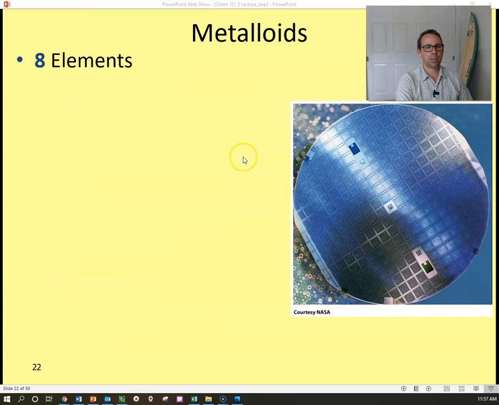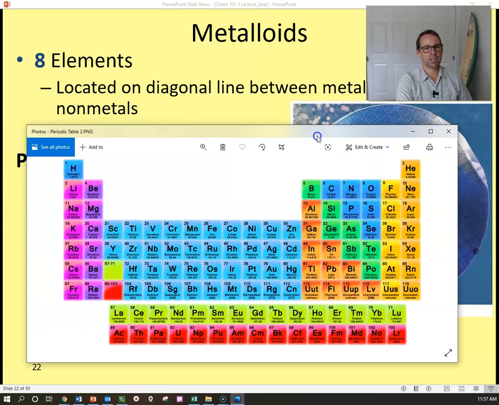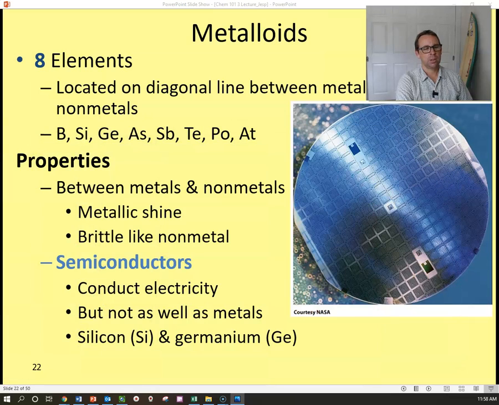Okay, metalloids. A little bit about metalloids. It is, in this case, that green staircase. Everything along that green staircase, not aluminum. Aluminum is not a metalloid, it's a metal. But the properties of these elements are that they can behave like a metal under some conditions or behave like a nonmetal under some conditions.